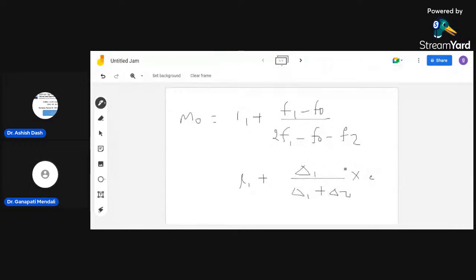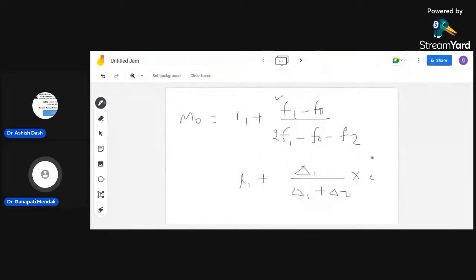Here L1 is the lower limit of the modal class. F1 is the frequency of the modal class. F0 is the frequency of the class preceding the modal class. And delta 1 and delta 2: delta 1 is F1 minus F0, delta 2 is F1 minus F2. You can take some examples from your textbook or through Google on how to solve. So you can try it out.